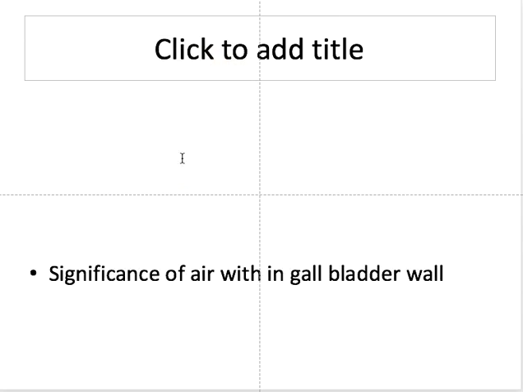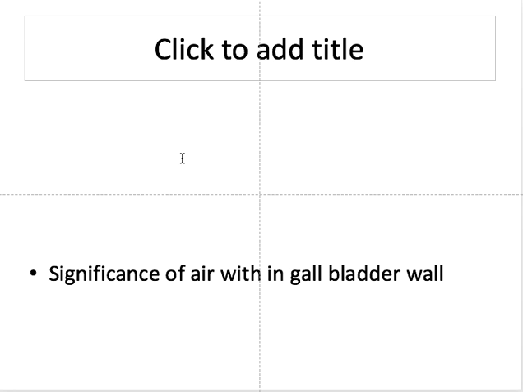Alright, this is some other thing. Just read this and see. If the radiologist says that there is gas in the gallbladder wall, not the lumen, the gallbladder wall, what is the significance of it? Just read it and see whether it shows some severe form of cholecystitis, some clue of the organism, whether it warns you about some problems that are going to happen. But anyway, it's important to know it.